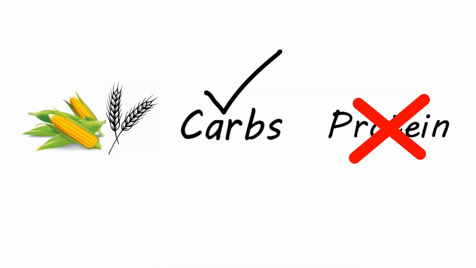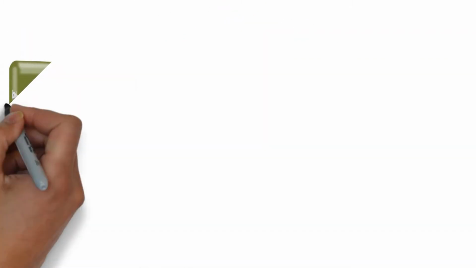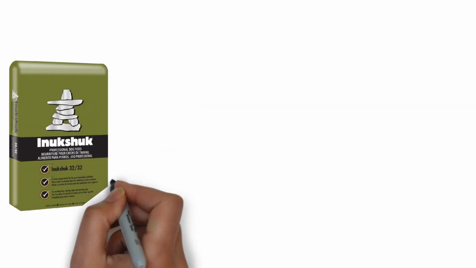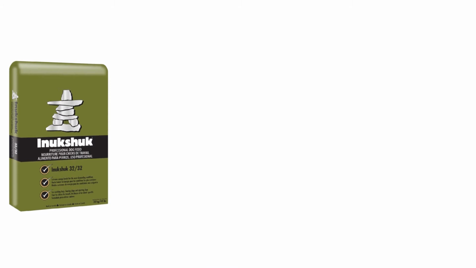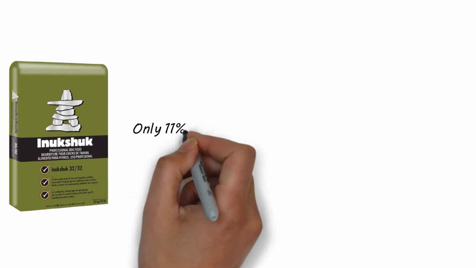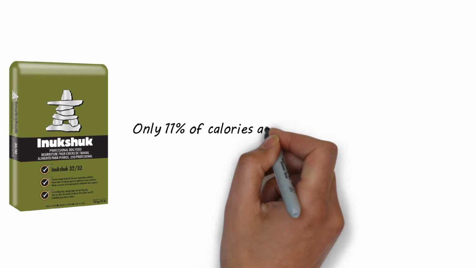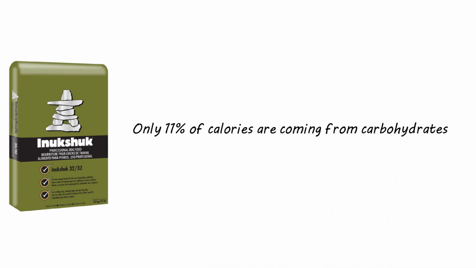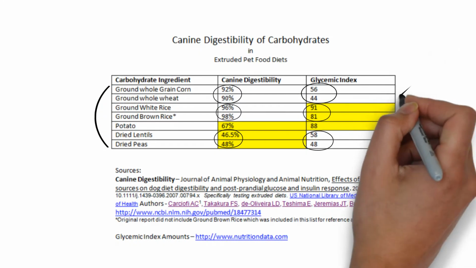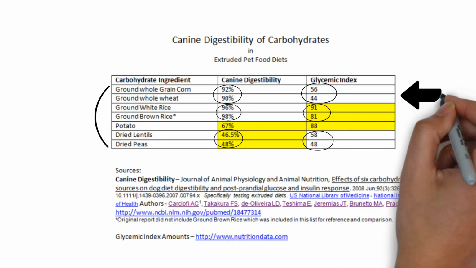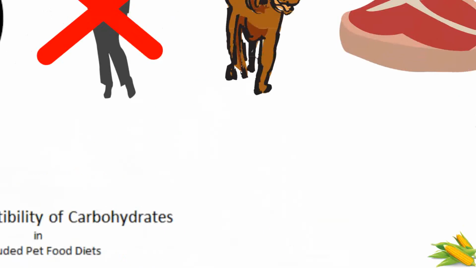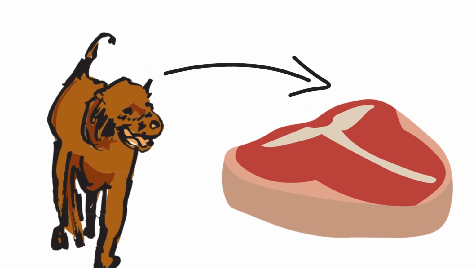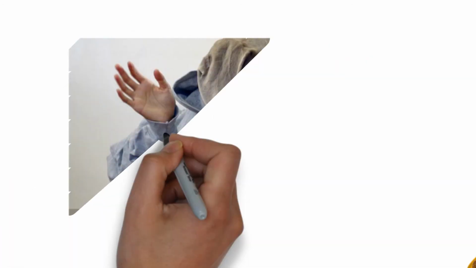So when you look at Inukshuk 3232, we're using the best source of carbohydrates, and we're using it in the smallest amount. When you look at the total calories from energy, only 11% of calories are coming from carbohydrates. So we're using the most digestible, lowest glycemic combination, and using it in the smallest amount of carbohydrates found in any dog food, which is great, because your dog needs meat, not a big bowl of carbs.